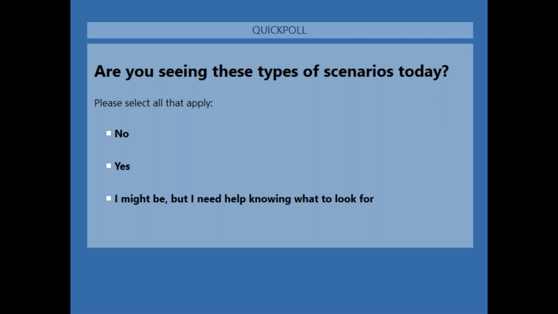And kind of as I suspected, about 65, 66% are saying yes, I'm seeing these scenarios, and over 30% are saying I might be. And I think that's really helpful to know. Obviously, we see these types of deals all the time. We see properties that seem pretty straightforward, but knowing when it's a good fit and when it might not be, that's the challenge, right? So I'm going to give about one or two more seconds, and I'll close it out.